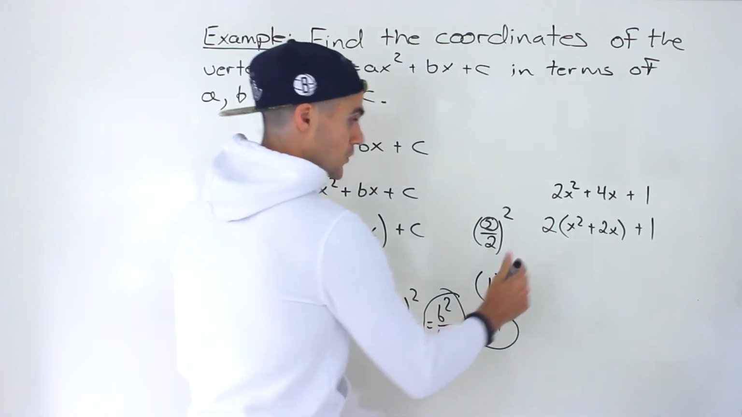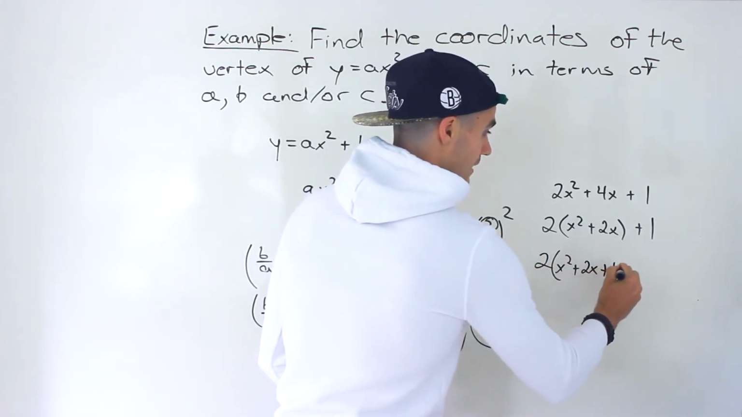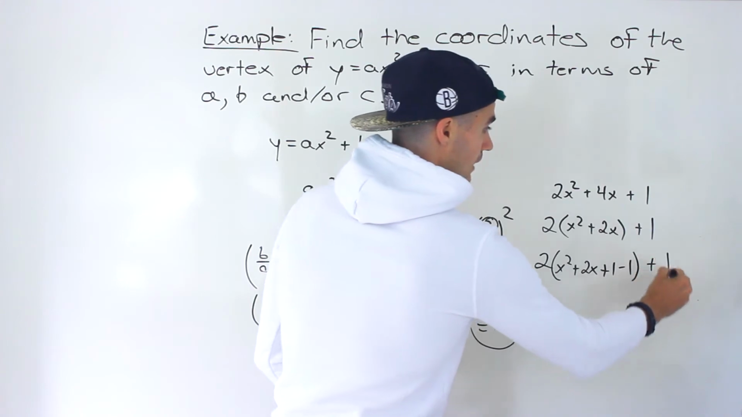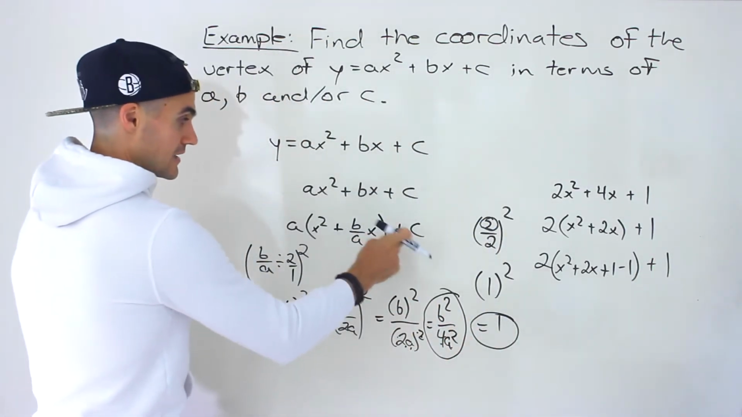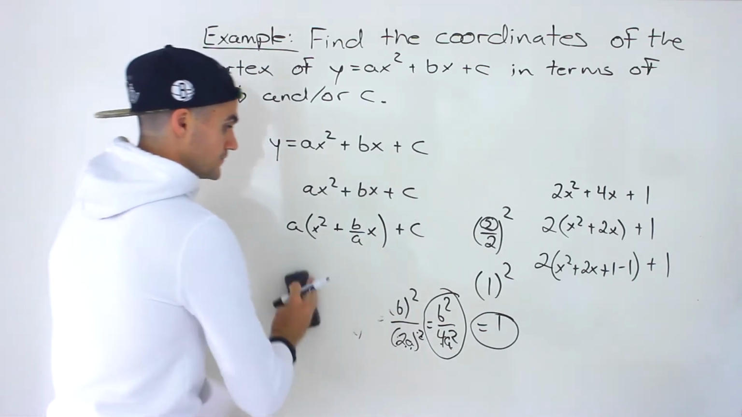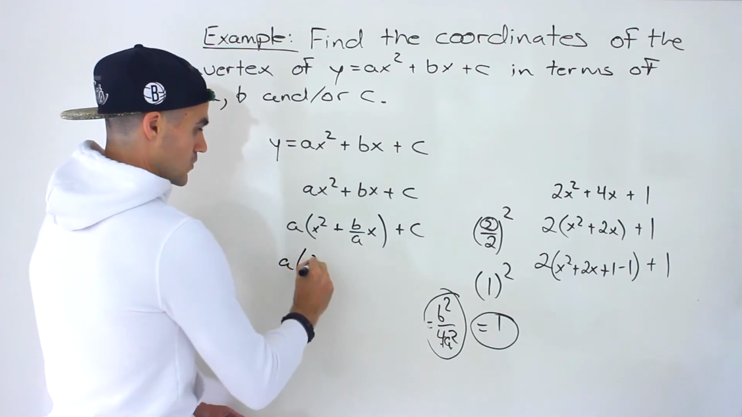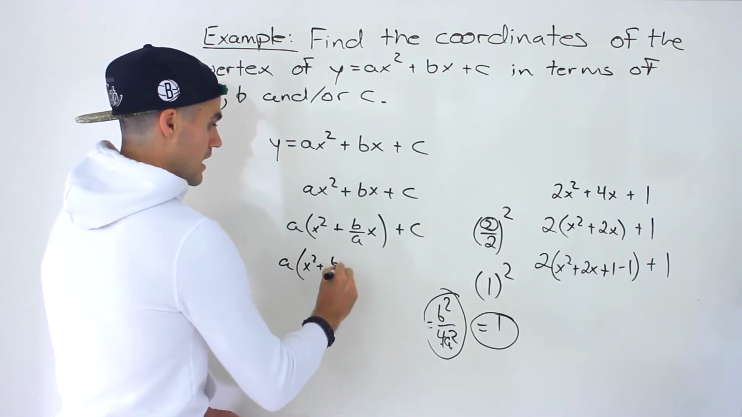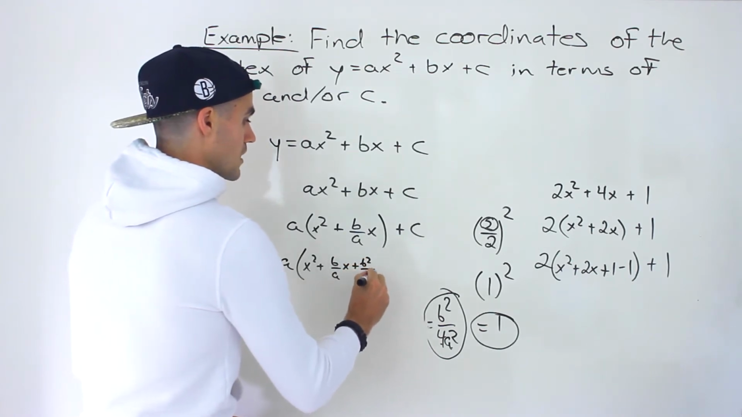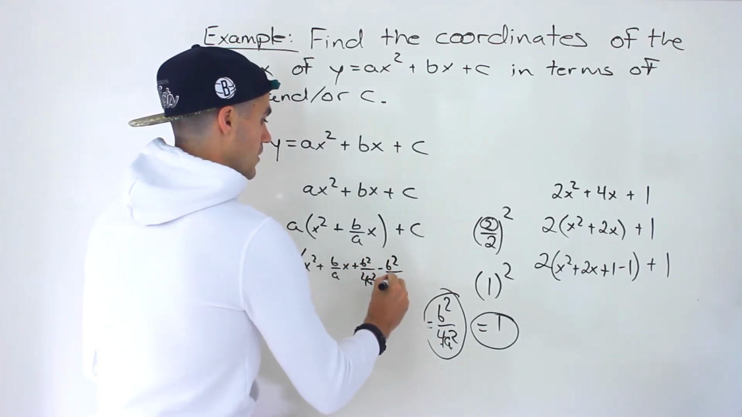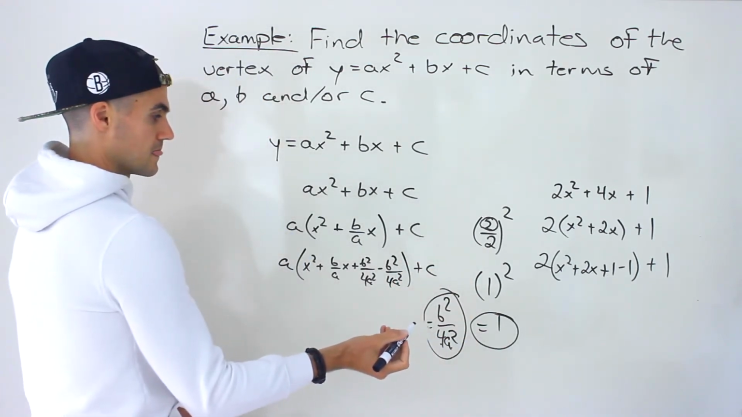So what do we do with this one? Well, we take x squared plus 2x, and then we add that and subtract that, and then we've got the plus 1 at the end. So we're going to have to take this expression, add it and subtract it within the bracket. So that would give us x squared plus b over a x plus b squared over 4a squared minus b squared over 4a squared, and then we've got the plus c, like that.